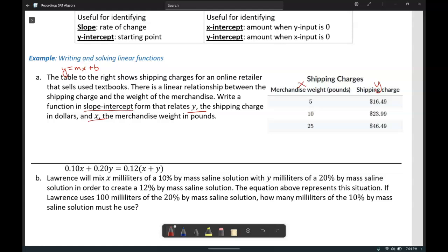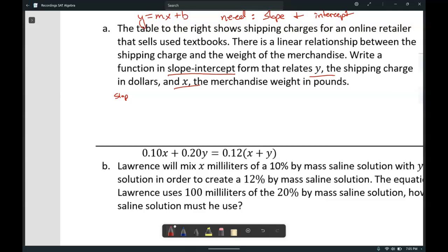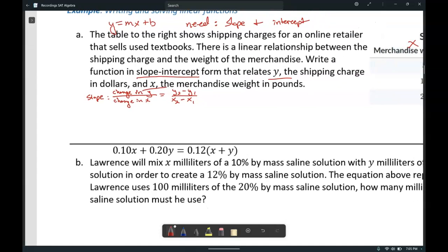In order to write an equation in slope-intercept form, we need two things. We need, as the name states, the slope and the intercept. So we'll start with slope. Slope is measured as the change in y divided by the change in x. And so arithmetically, we write that as a difference: y2 minus y1 over x2 minus x1. That gives us our rate of change over those 2 points.